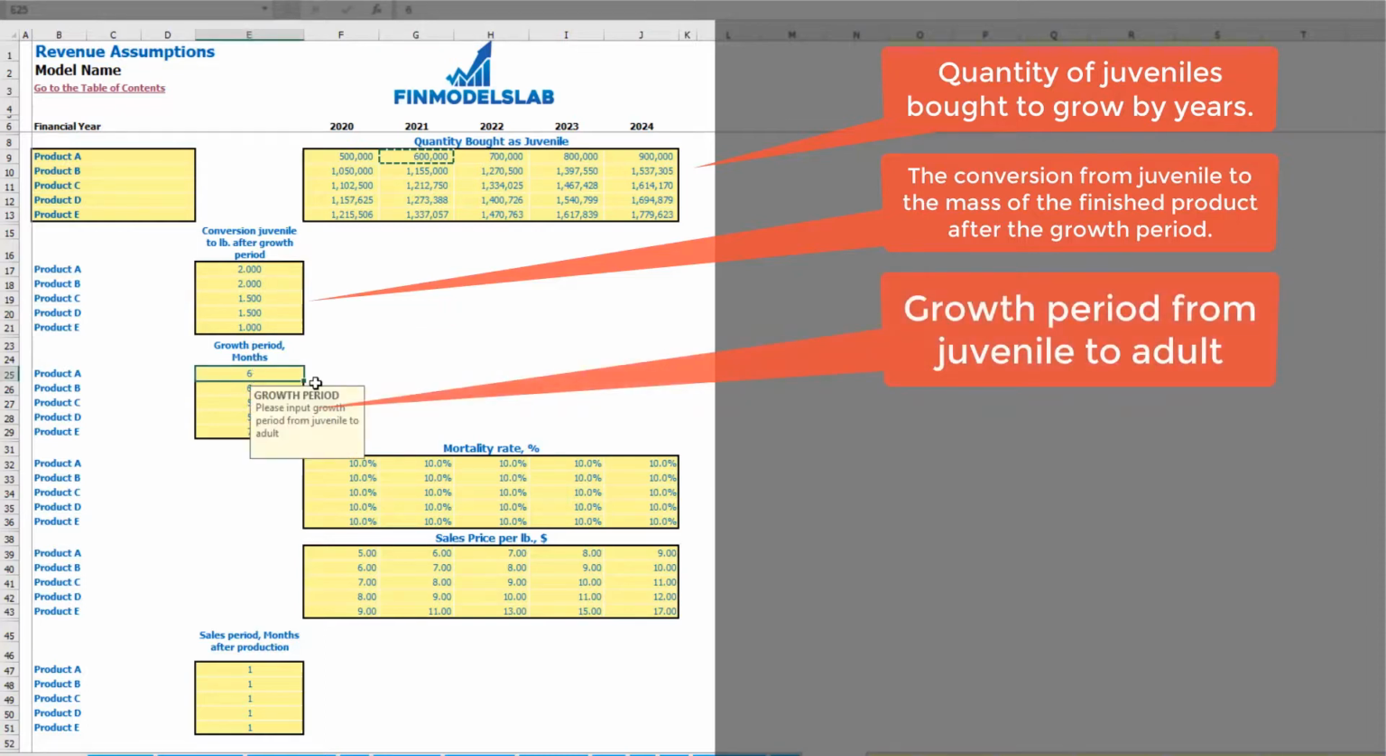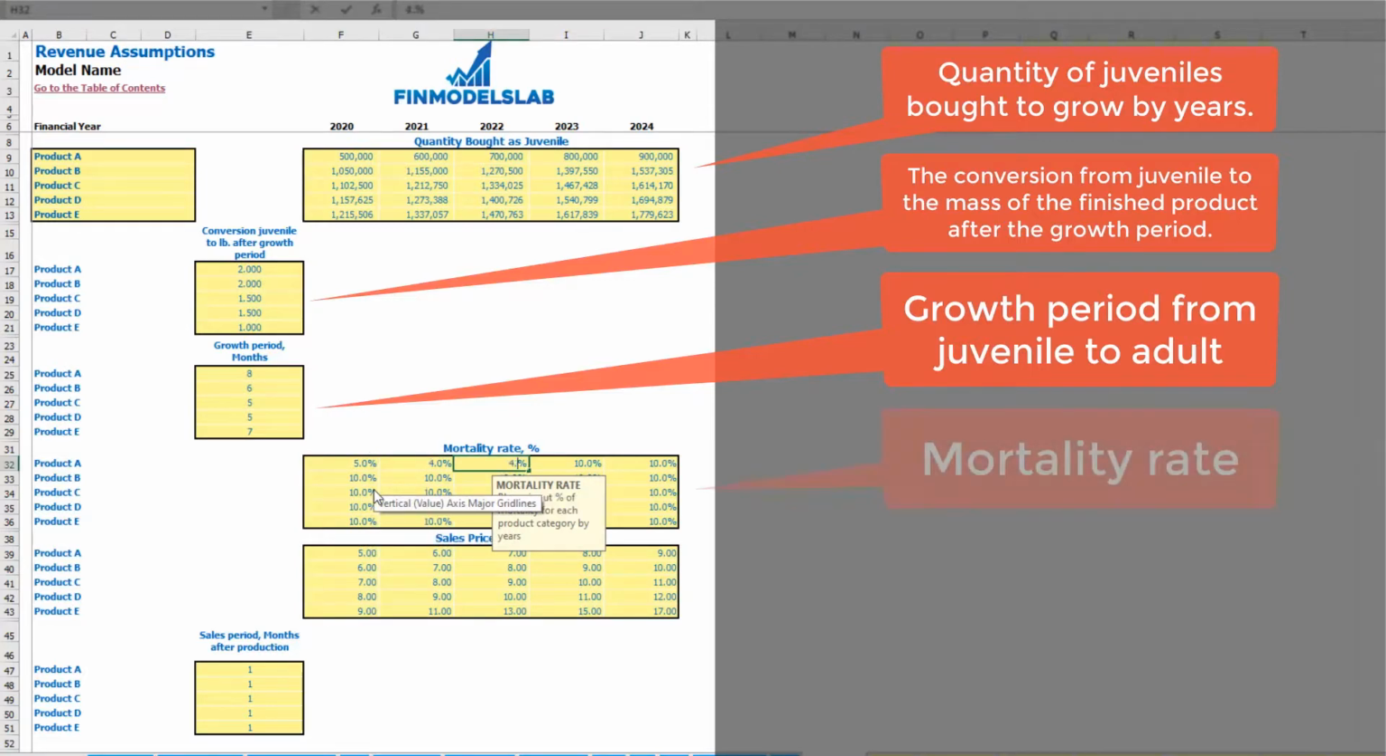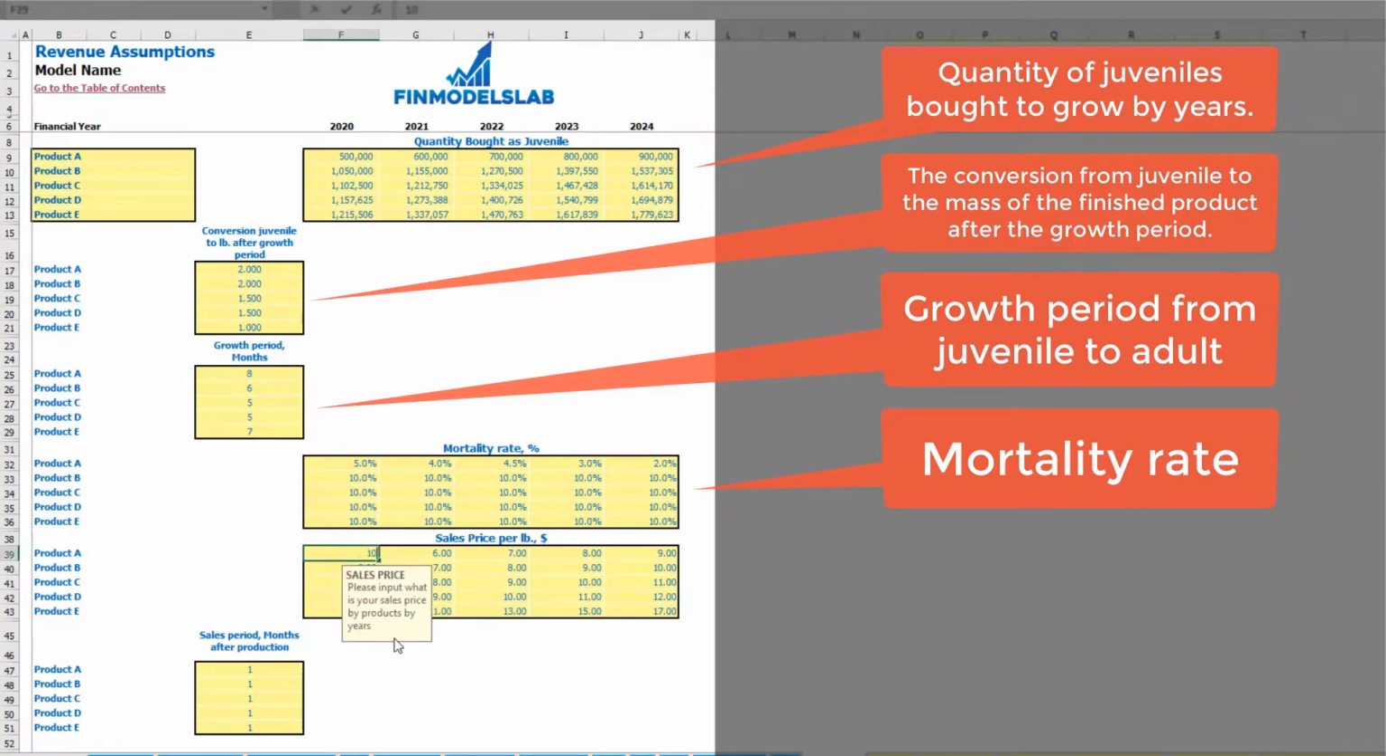Then you should input the growth period, means that starting from juvenile to the final production there will be 6 months, for example. This is also changeable to 3 or 8, any amount of months you need to grow your juveniles. Obviously you'll have the mortality rate. For example, for product A it can be 5%, 4, 4.5, 3 and 2. The same idea for another 4 products. The next step is to set up the sales price per pound of the final production. It can be $10 for example, plus $2 each next year.